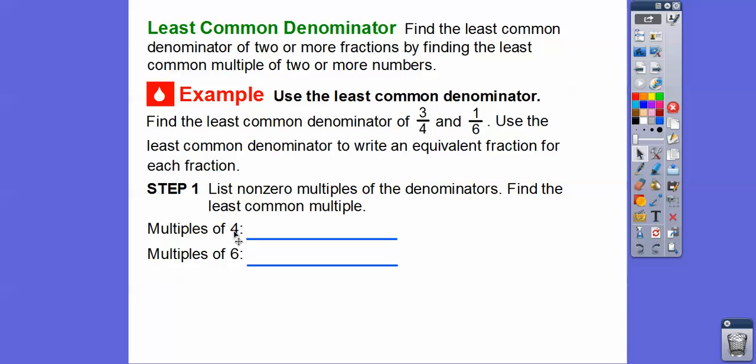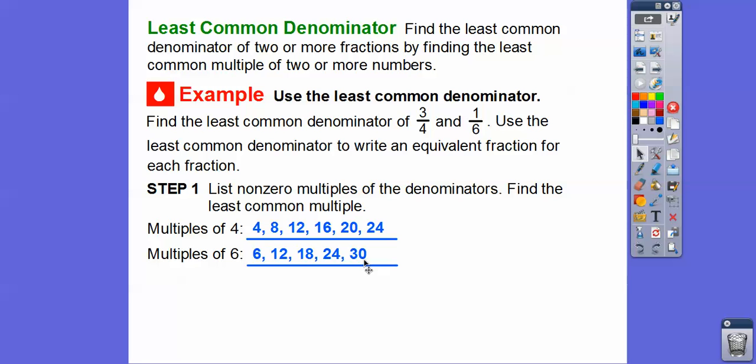Okay, so we're going to go 4 plus 4 plus 4 plus 4. We're going to list them right here. Okay, so here's 4 plus 4. 4 plus 4 is 8. 8 plus 4 is 12. 12 plus 4 is 16. Here's 4 times 1, 4 times 2, 4 times 3, 4 times 4, 4 times 5, 4 times 6. Okay, 6 plus 6 is 12, plus 6 is 18. Okay, plus 6 is 24. Here's 6 times 5. This is the first multiple, the second, the third, the fourth. Here's 6 times 5 right there.